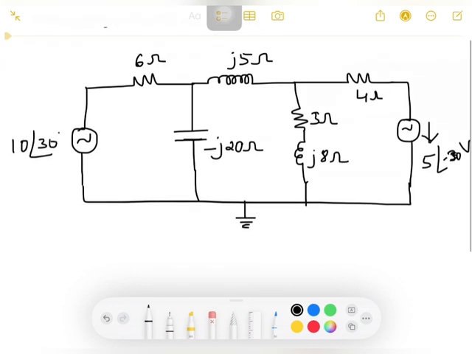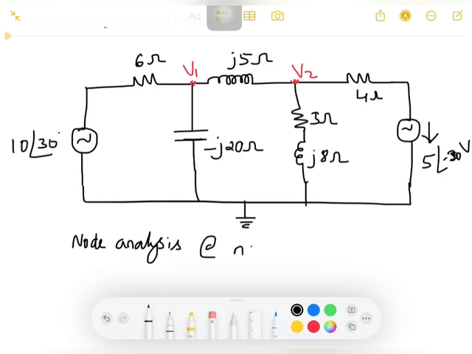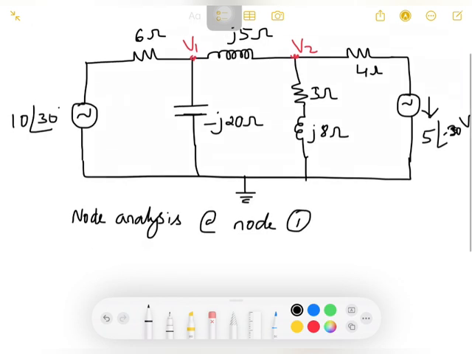Let us apply the node analysis for this. Let us take two nodes, one node over here, that is V1, another V2. There are two nodes. Let us write the equation for this by node analysis at node 1. When I am writing an equation for node 1, V1 will be the reference. So always V1 will come first.